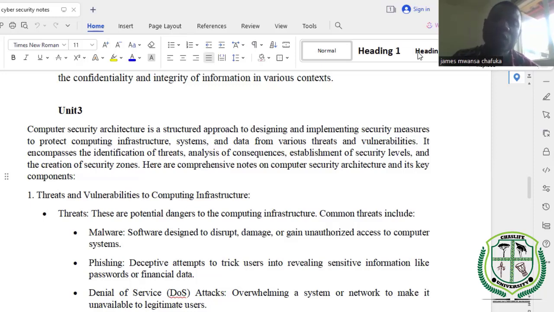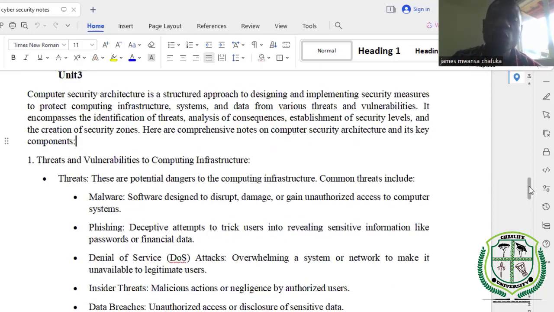Another threat is phishing. Phishing is a deceptive attempt to trick users into revealing sensitive information like passwords or financial data. That is the bad part of phishing.